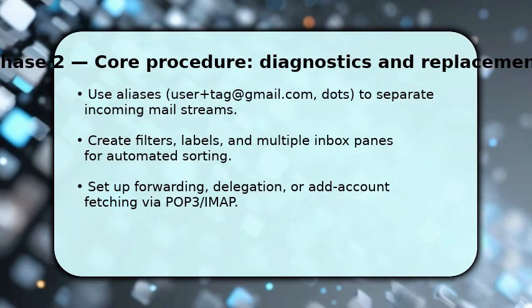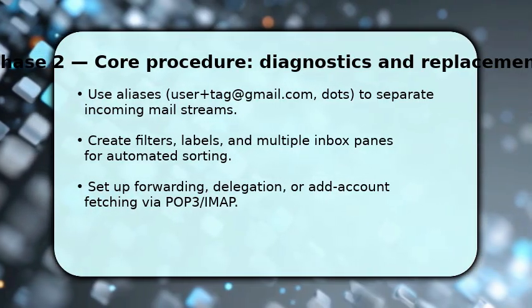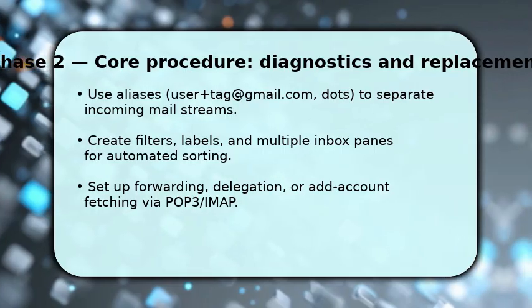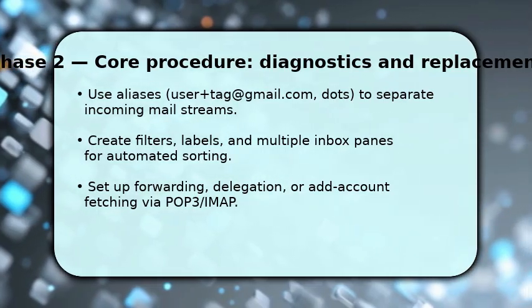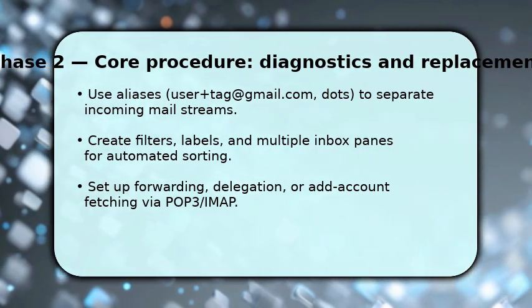Now build the operational system. Create aliases with plus tags and dots to give unique addresses for signups and lists, because Gmail treats them as the same inbox, yet they let you filter. Next, set up filters that apply labels and archive or prioritize messages automatically.